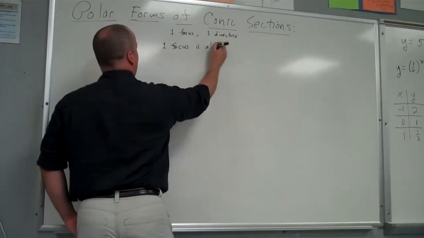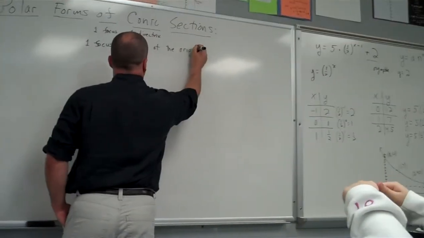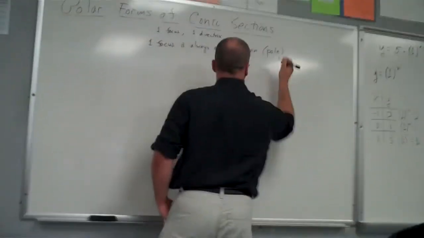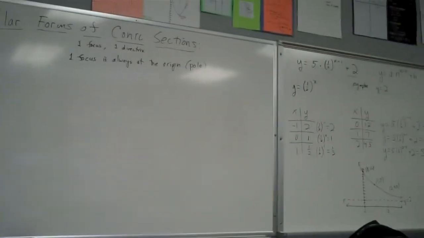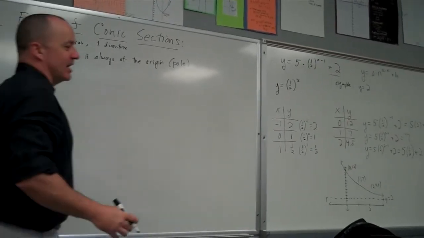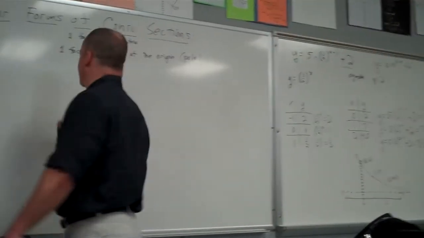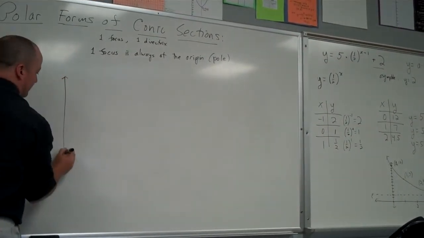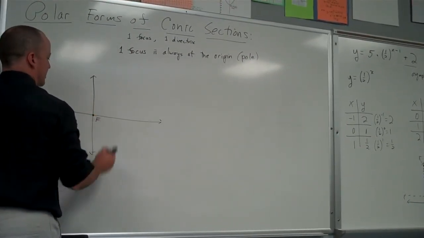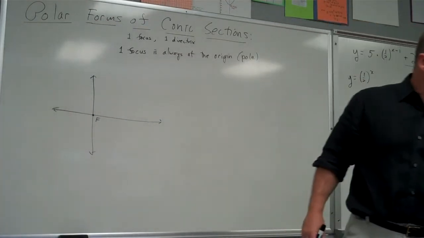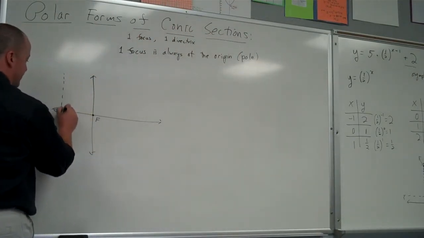Okay. One focus is always at the origin, which your book calls the pole, because it's polar coordinates and that's the middle. Except it's a dot, not a pole, so that kind of bothers me. I'm going to start with a parabola here and put in some definitions. Here's the origin. I'm going to label it F because it's one of my focal points. The directrix is going to be out here.